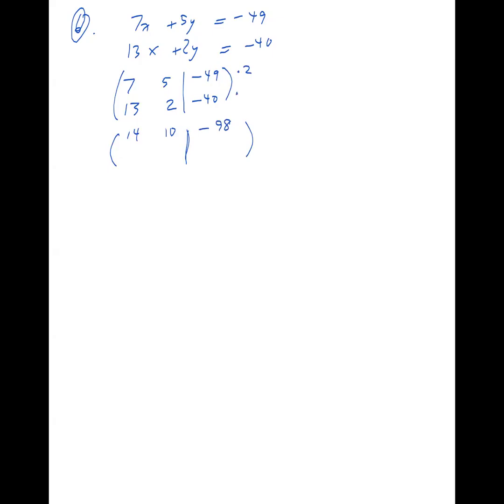Multiply the bottom one times negative 5, because that will make the 2 in the middle of the bottom become a negative 10. So 13 times negative 5, that is negative 65. 2 times negative 5 is negative 10. Negative 40 times negative 5 is positive 200. Presto. Got that done.